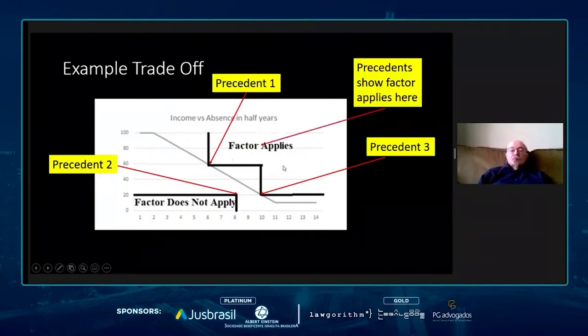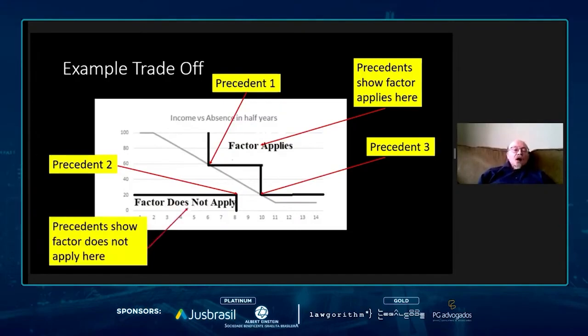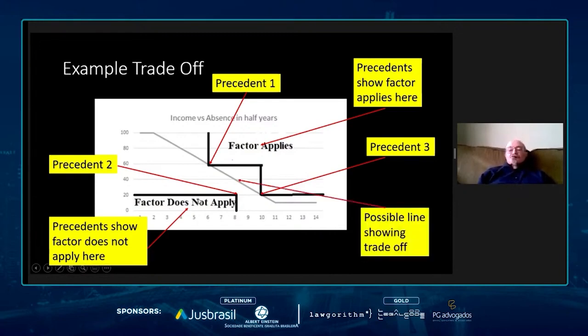stay. The precedents show that the factor applies to the northwest of the line, but it does not apply southeast of that line. And so we can fit a line to show the trade-off. Several lines are possible. This one is most generous to the node center.